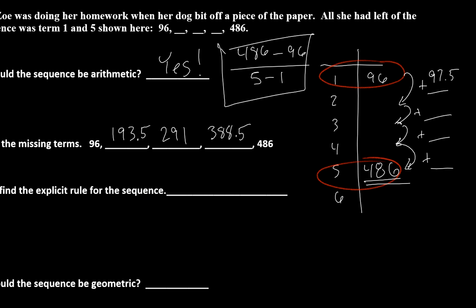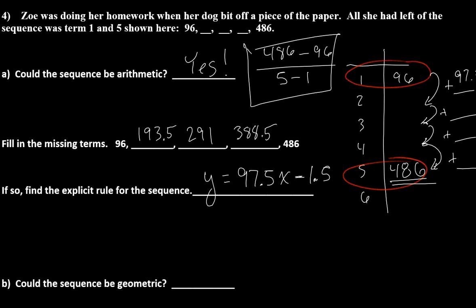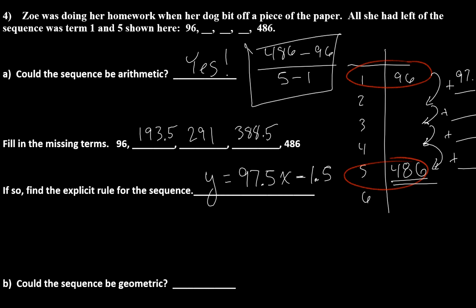So I guess I'll just write it in y equals form. Y equals, every single time I'm growing by 97.5, that's what I'm adding. So let me multiply that by x. And then I'm going to take away 1.5 because my 0th term is negative 1.5. So that's the rule that I would have for this sequence, and it's perfectly happy to be an arithmetic sequence.